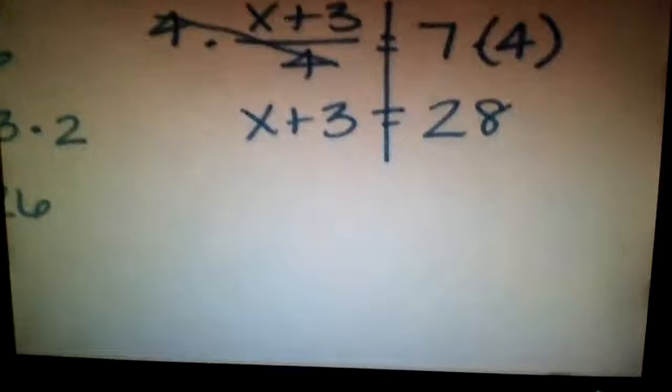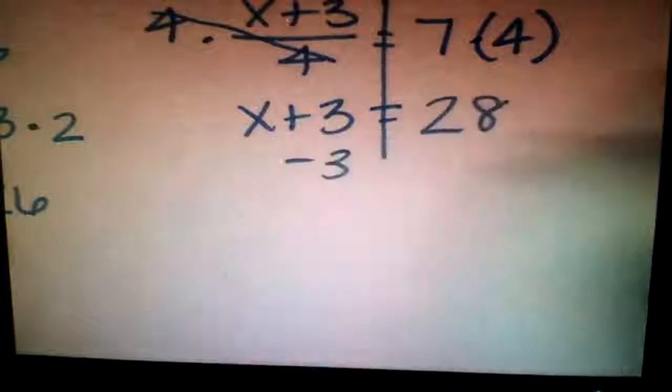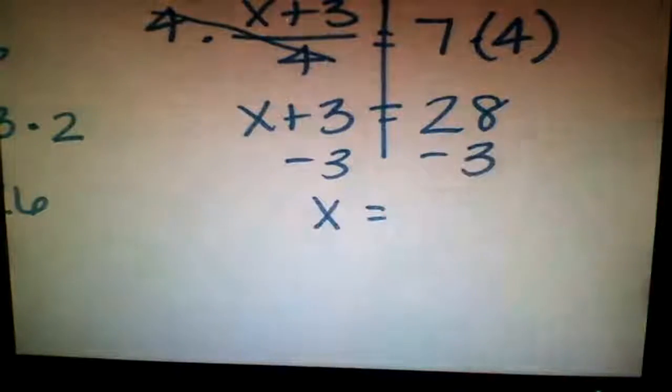All right. So now I have x plus 3 equals 28. What do I have to do to finish this off? Subtract what? 3. Gusto says, let's subtract 3. So then x equals 25.